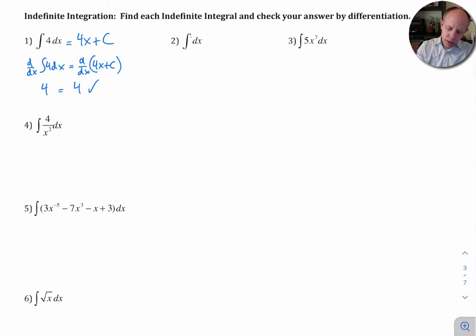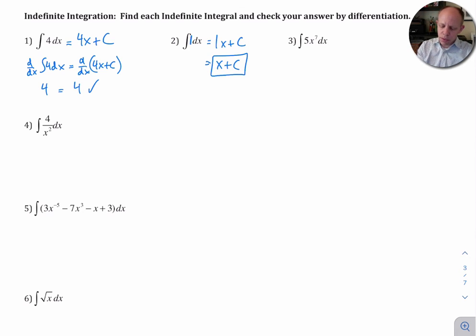For number 2, if you just have the antiderivative of dx, you don't have nothing there. You actually have 1 dx there. So this is kind of a hidden constant in there. And so this ends up being 1x plus c, or just x plus c. And we're not going to check that one with differentiation.